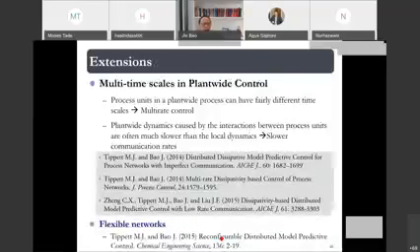We also extended the framework into multi-time scale plant-wide control, because different process units may have different time constants, so how do we deal with that? And also flexible networks, because from time to time, we may have to reconfigure the plant-wide process network topology. One typical example is in polymerization processes. Often we need to change the configuration of the plant-wide system to introduce additional recycle streams to produce polymer products with different specifications, for example, molecular weight distribution.